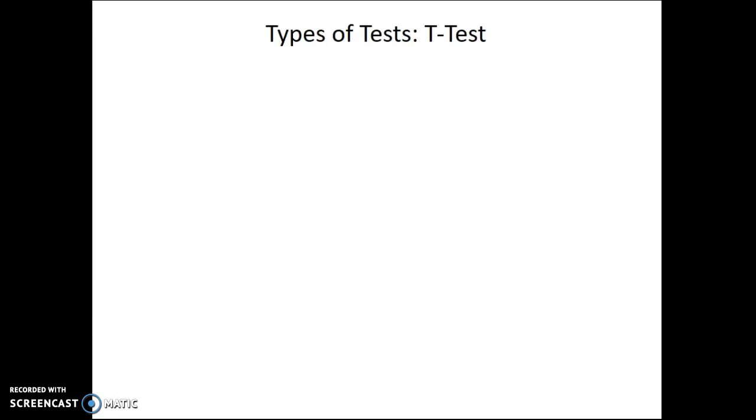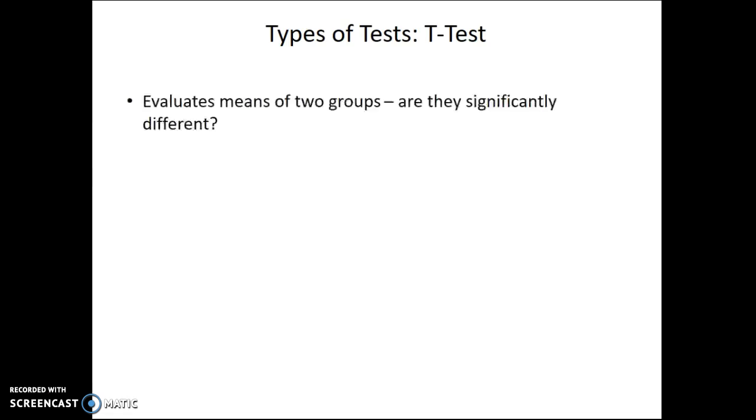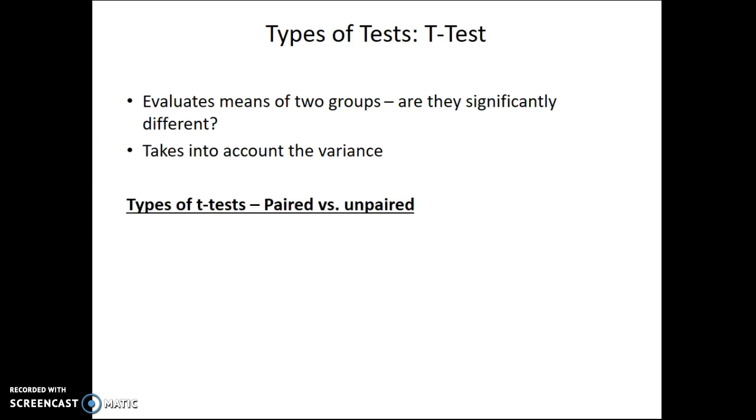Just a couple other things you'll need to know. You'll be asked to run a t-test. A t-test helps us to evaluate the means of two groups and assess whether they're significantly different from one another. So t-tests take into account variance, or the spread of the data. When you run your t-test, you'll be asked to assess whether you're dealing with paired or unpaired data.